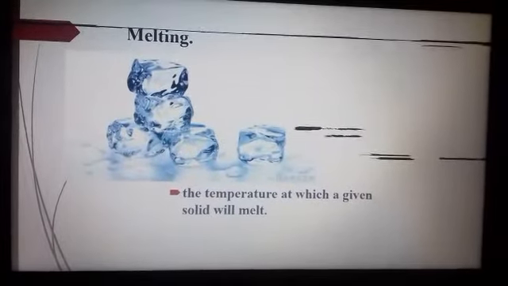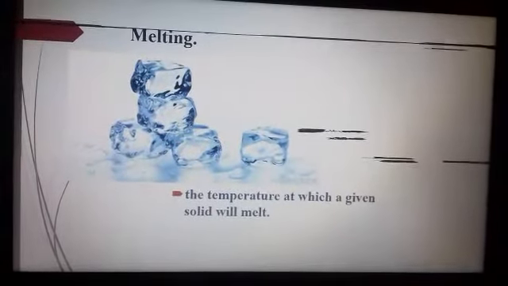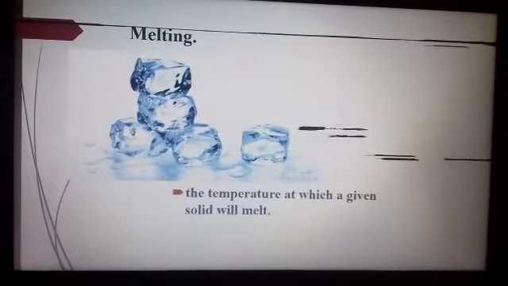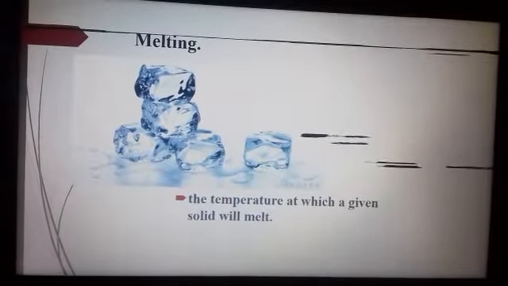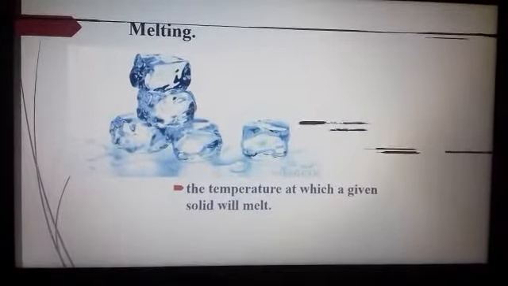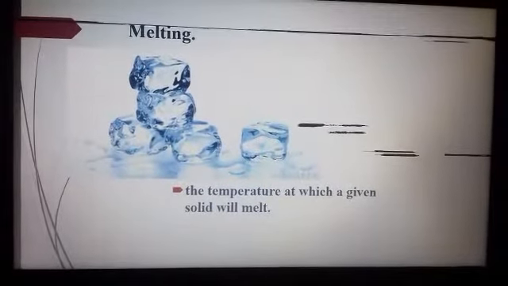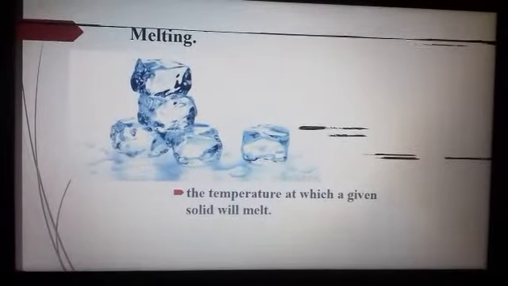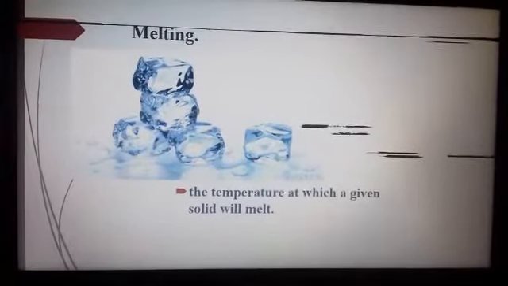Number one is melting. Melting tells us about the temperature at which a solid will melt into a liquid. Here we are taking the example of a solid ice cube. Why? Because water is the universal solvent and it exists in three states of matter, that is solid, liquid and gas.